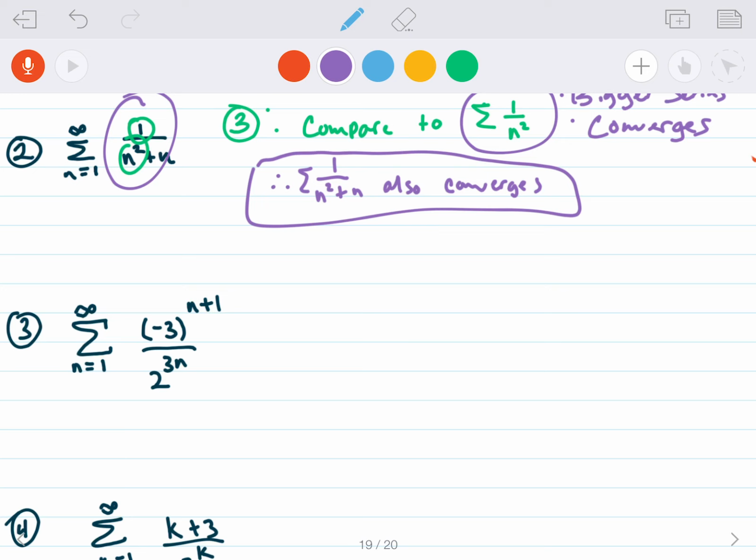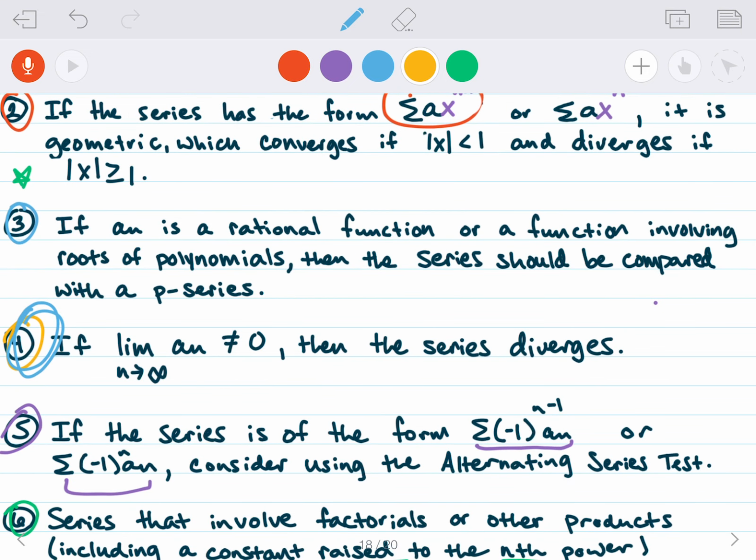What I'm noticing is this looks geometric. I can manipulate this to look a little more geometric. What do I mean? On the bottom, I notice 2 to the 3n is simply 8 to the n. So this is going to be negative 3 to the n plus 1, divided by 8 to the n. So this is geometric. It might not be obvious at first, but let's go back to our notes. We have constants raised to variables, so let's check the notes and see which of these tests would be most appropriate.